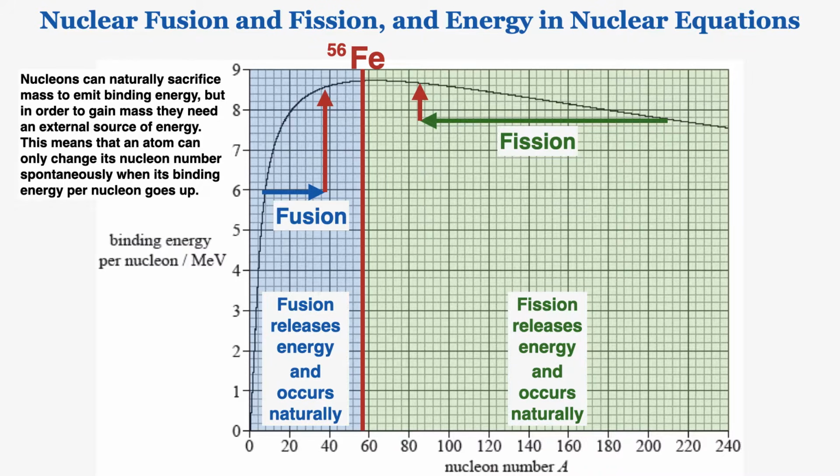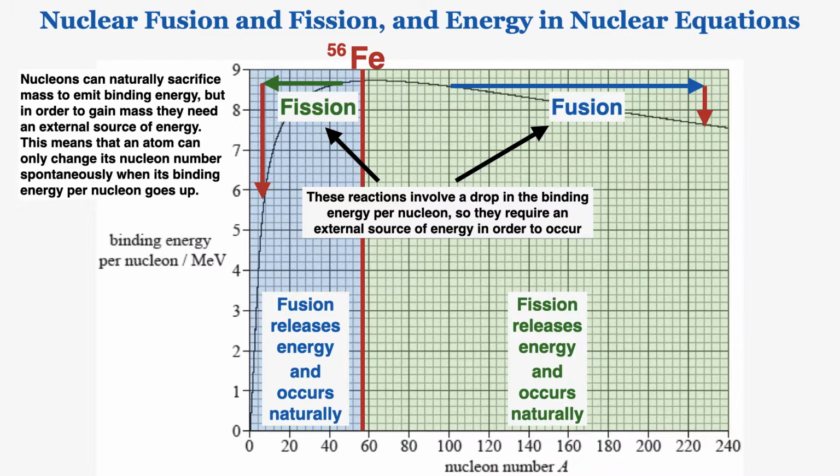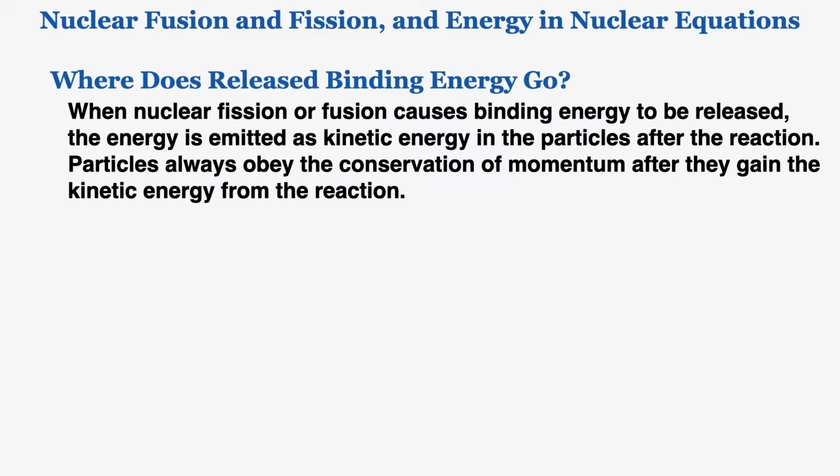So that means that fusion occurs naturally to the left of iron and fission occurs naturally to the right of iron. But if we were to swap these positions, these reactions involve a drop in the binding energy per nucleon, so they require an external source of energy in order to occur. Those are the main facts about fusion and fission that you'll need to know. The last little piece of information is, where does released binding energy actually go when fusion and fission occur?